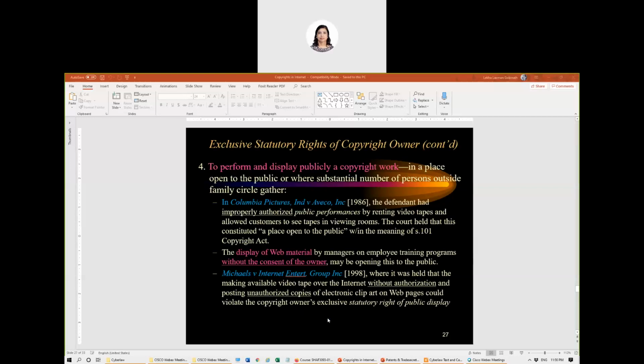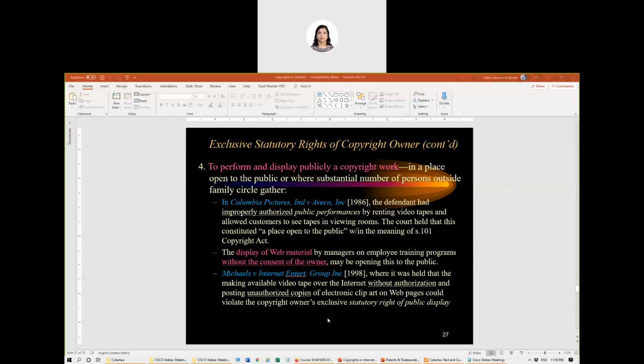versus Aveco Incorporated, the defendant had improperly authorized public performances by renting videotapes and allowed customers to see tapes in viewing rooms. So basically, he allowed these tapes to be played in the viewing rooms. And the court held that this was a place open to the public within Section 101 Copyright Act, and this was infringing the right of the copyright owner to perform and display publicly a copyrighted work.